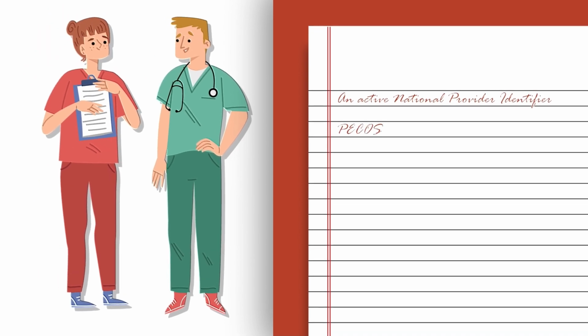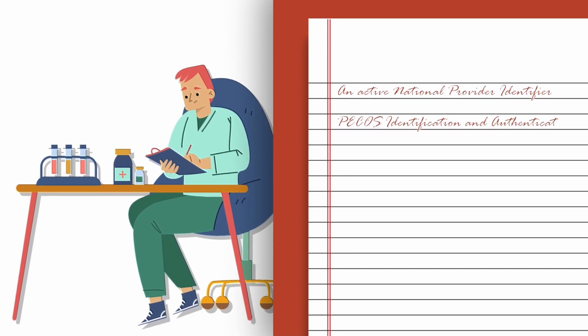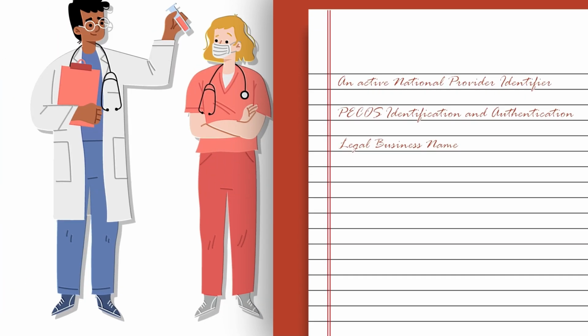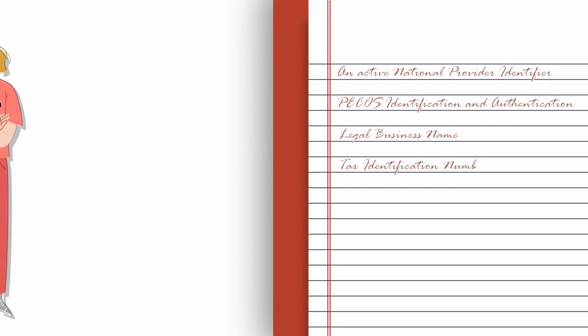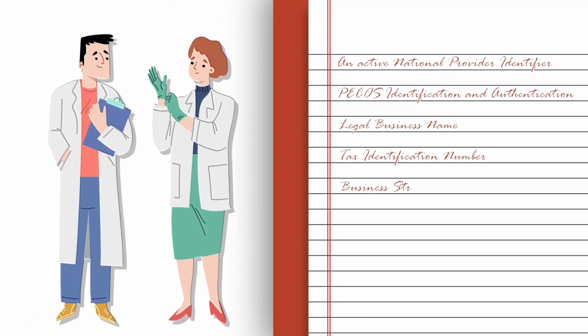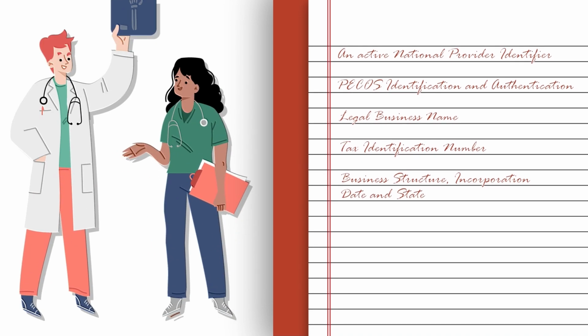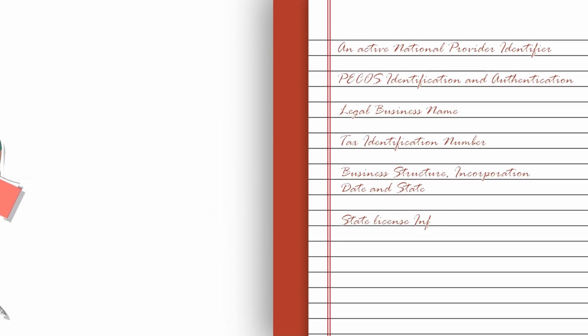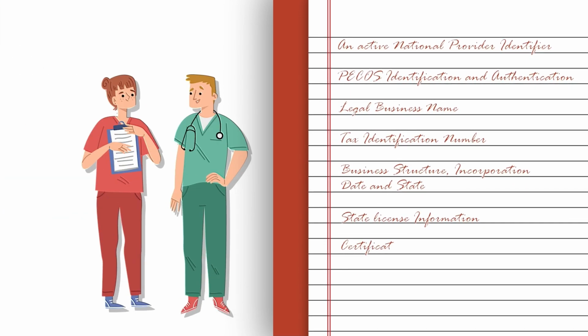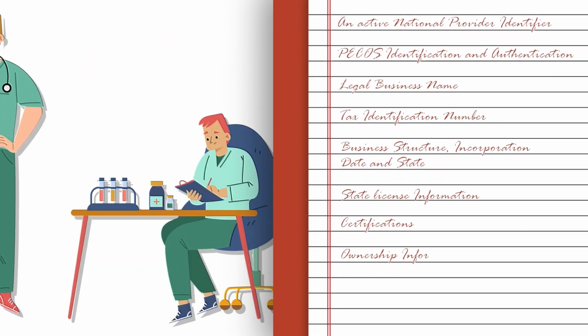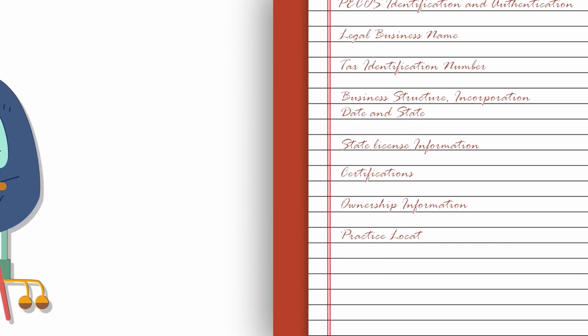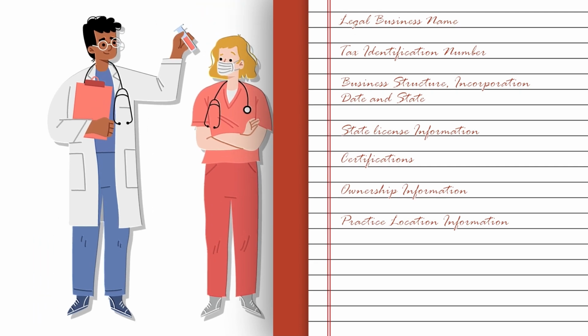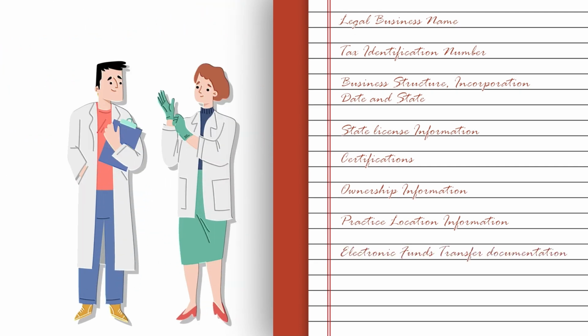An active national provider identifier, CAQH identification and authentication. Legal business name. Tax identification number. Business structure, incorporation date and state. State license information. Certifications. Ownership information. Practice location information. Electronic funds transfer documentation.